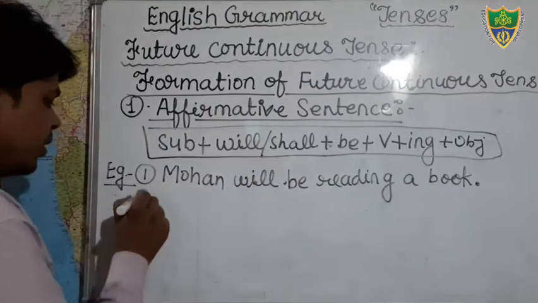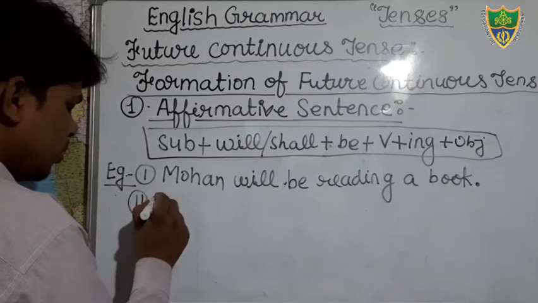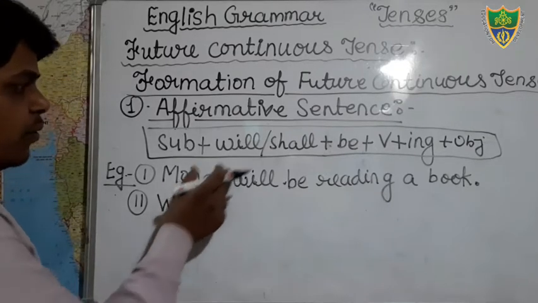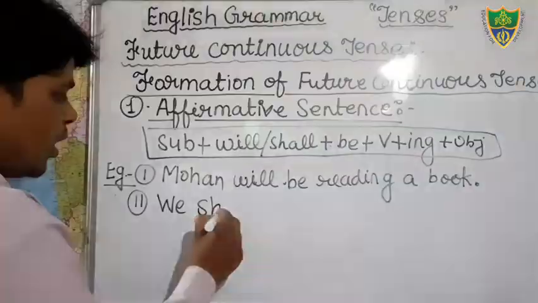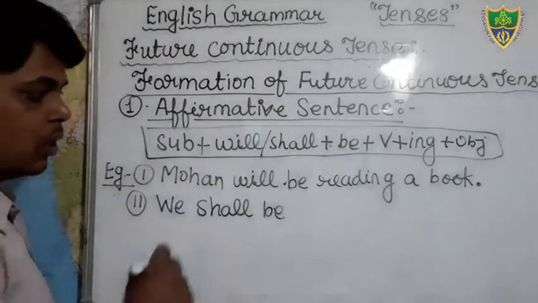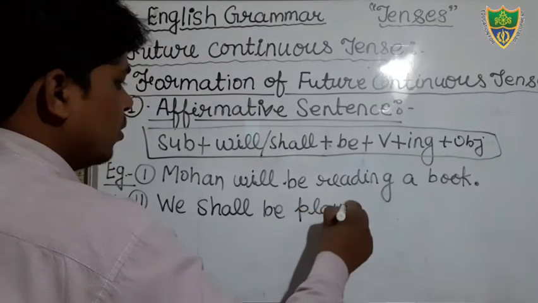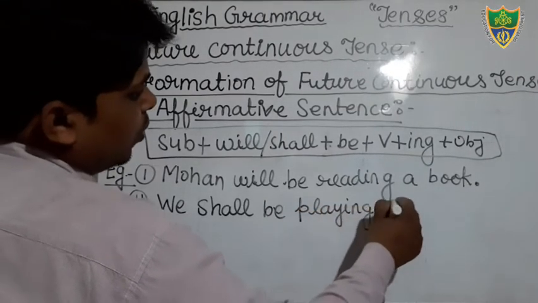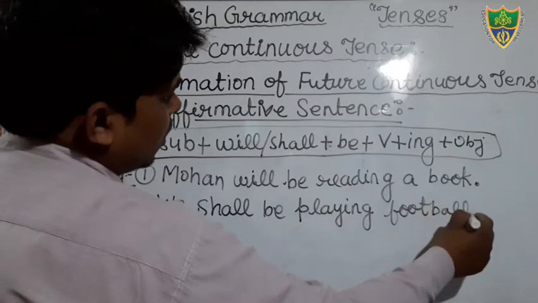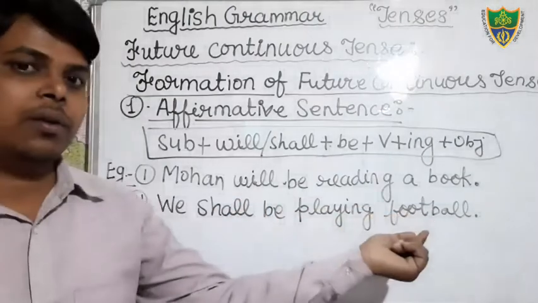And one more example we can see. Just see, will, we, and with we we use shall be. We shall be playing football. Just see here, we shall be playing football.